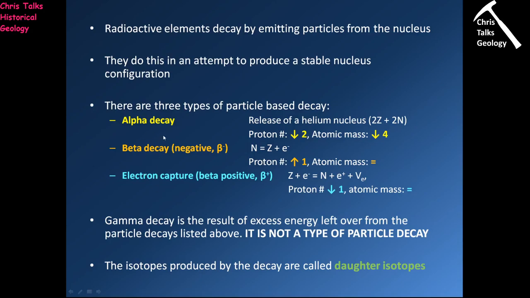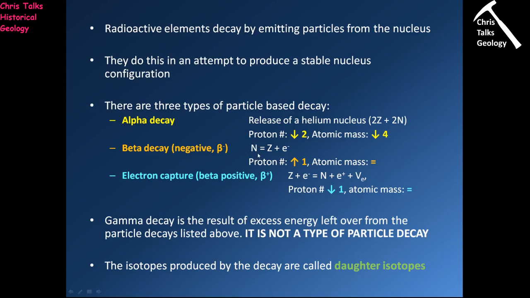And these different types of decay are going to change the proton numbers and the atomic masses depending on what's happening. So in the case of alpha decay, your radioactive isotope is throwing out a particle that consists of two protons and two neutrons. So the particle it's getting rid of will take two protons from the nucleus, and those two protons will go with it. So that means that the proton number of your element is going to decrease by 2. Okay, so that's going to change what element it is. The atomic mass of your isotope is going to decrease by 4, because remember, your nucleus just lost 2 protons and 2 neutrons. So alpha decay is going to decrease the proton number by 2 and the atomic mass by 4.